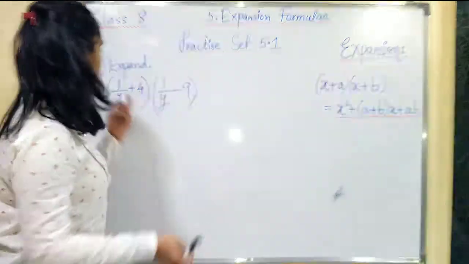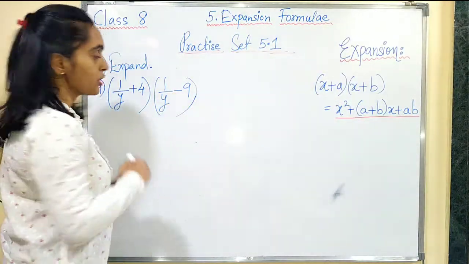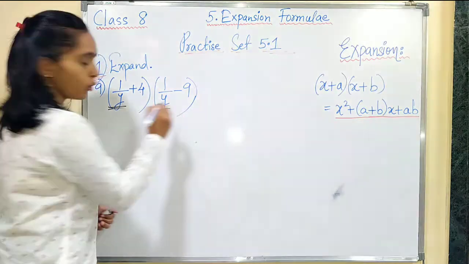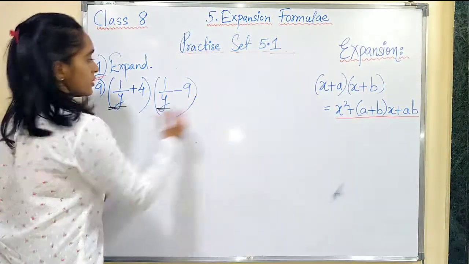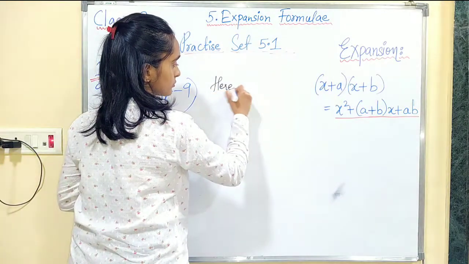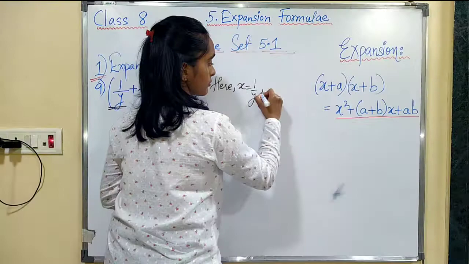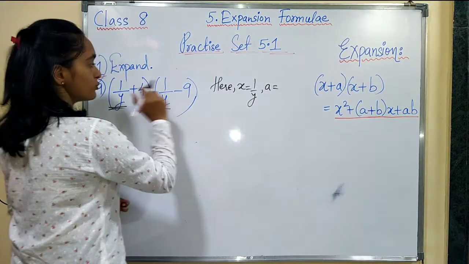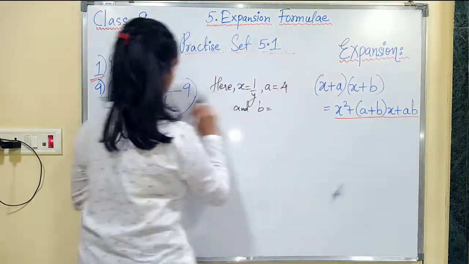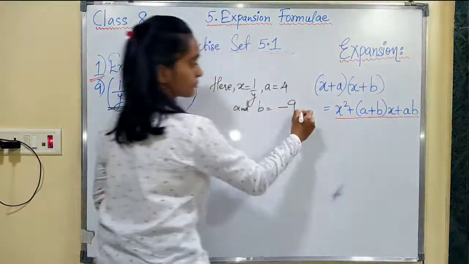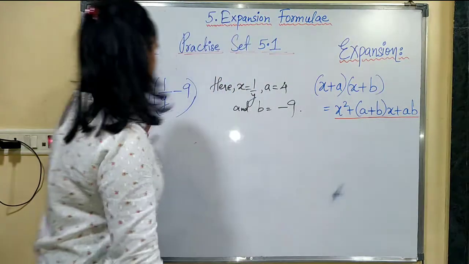The ninth question is (1 upon y plus 4)(1 upon y minus 9). So here 1 upon y is common. So we will take it as x and this will be your a and b. Here x equals 1 upon y, a equals 4 and b equals minus 9.